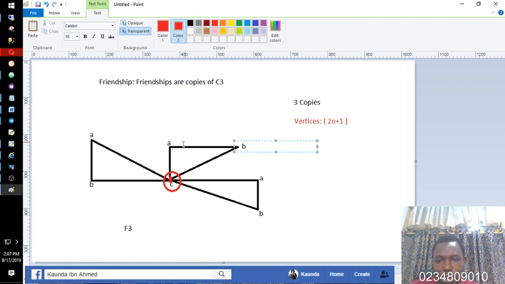The only problem is the middle one. Other than that, this A has 2 lines coming there. This B, 2 lines. This, 2 lines. So if I have X number of copies, if I have vertices, they all basically have 2. All the vertices will have 2. And this is the number of vertices. That is the formula here.